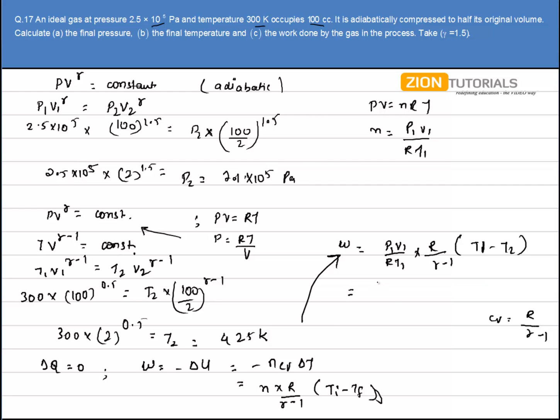Substitute all the values. Pressure as 2.5 × 10^5. Volume is 100 centimeter cube, that is 100 × 10^-6, by T1, that is 300, into gamma minus 1, because R is cancelled. So that is 0.5 into initial temperature, that is 300, minus the value of T2, that is 425. So solve this, you'll get the value of work done as 21 joules, and that is of course with a negative sign. The negative sign simply shows that work is done on the system.